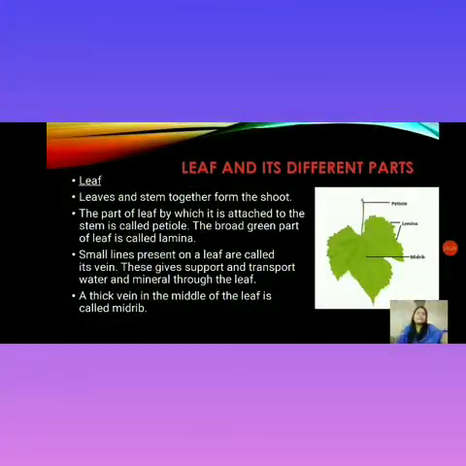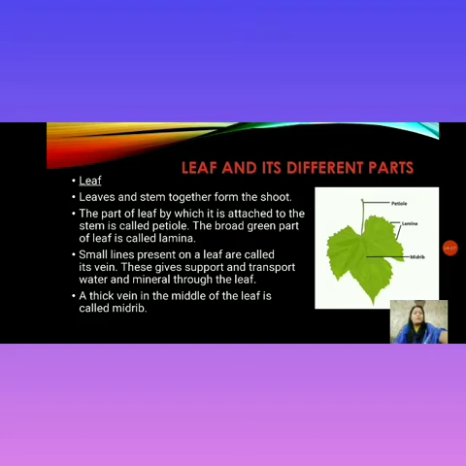Now next, let's discuss the leaf and its different parts. The leaf is the most important part of the plant, and do you know the leaves are also considered the kitchen of the plant? Why? Because it prepares food for the plant. Clear? Sometimes it is also called the food factory of the plant. Leaves and stems together form the shoot.